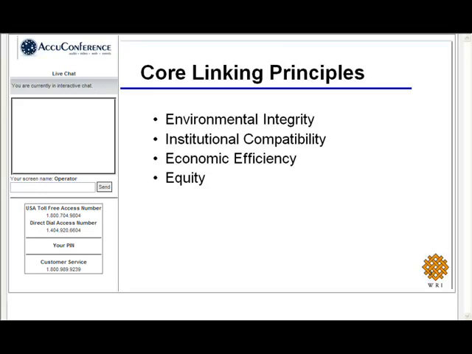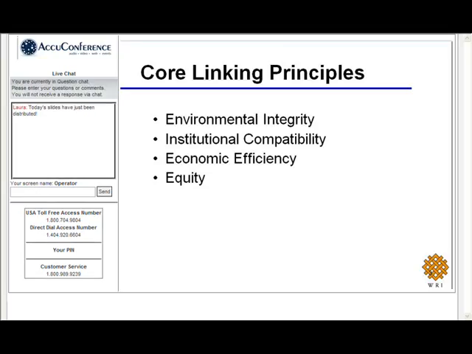Second, institutional compatibility. Generally speaking, if you're contemplating linking to another cap and trade system, you want the systems for tracking emissions, for enforcement and compliance to be generally similar and compatible, not just for the general functioning of your trading systems when they're linked together, but also as a matter of building mutual confidence and trust, and as a matter of transparency when you're contemplating a linking agreement.